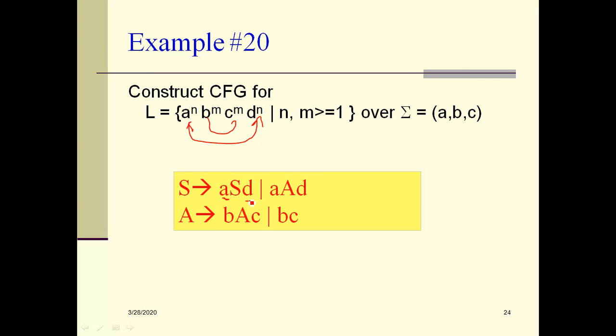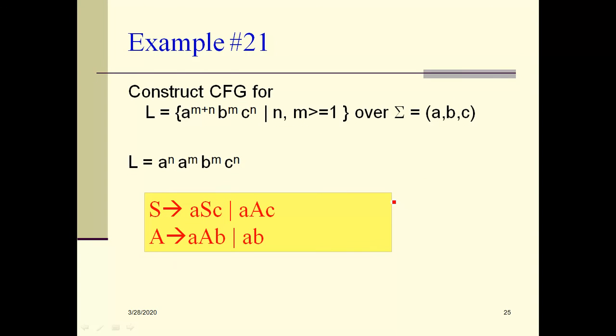And when we have generated enough A's and the same number of D's, then finally this S will be replaced with capital A, and capital A will generate the middle part. The middle part is an equal number of B and C. See this, A is generating equal numbers of B and C, and because N and M are greater than or equal to 1, A is generating at least one BC and S is generating at least one of this, right? The smallest string in this particular case will be A, B, C and D. This is the smallest string in this case, right?